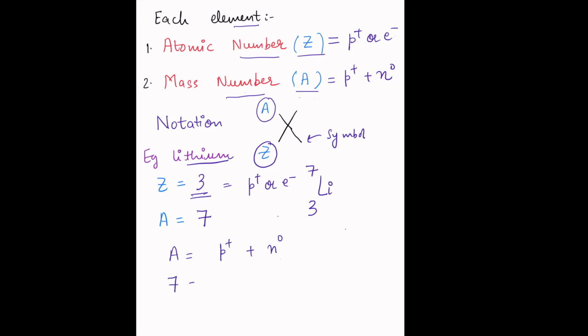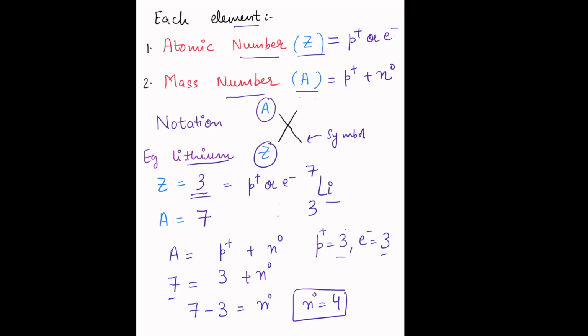Therefore, we know the number of protons is 3. We don't know how many neutrons are there. 7 is the mass number. So if you subtract 3 from 7, the number of neutrons will become 4. So that means these are the number of neutrons present in lithium. The number of protons is 3 and the number of electrons is 3. So these are the subatomic particles present in lithium.